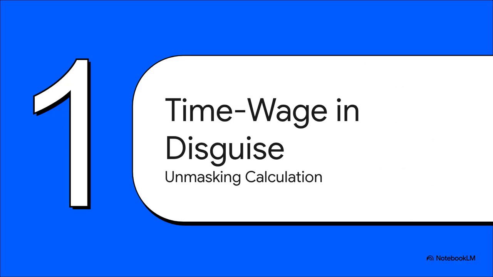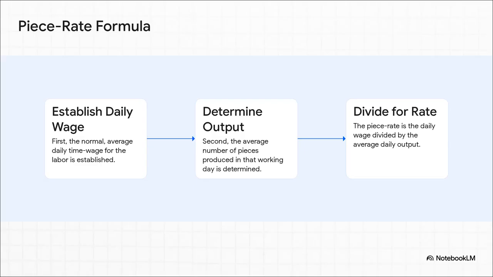Okay, let's get to the real heart of the matter. How is the piece rate actually calculated? Because here's the spoiler. Despite all appearances, it has nothing to do with the value of the product itself. It's actually a disguised way of measuring the time spent making it. So, how does a capitalist land on a price for a single piece? It's surprisingly simple, really. It's just a conversion.